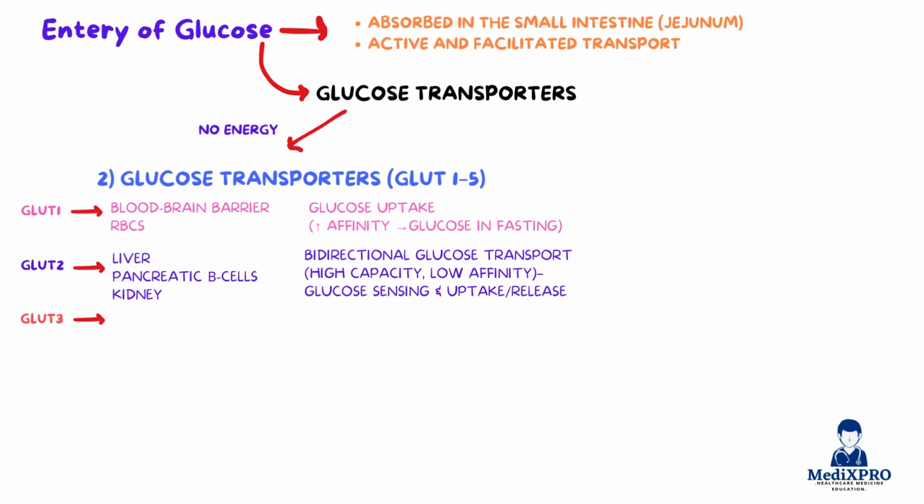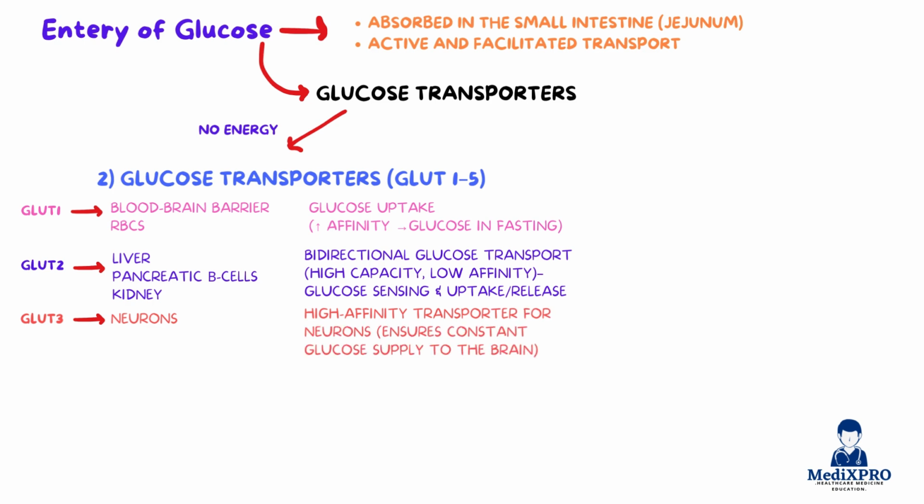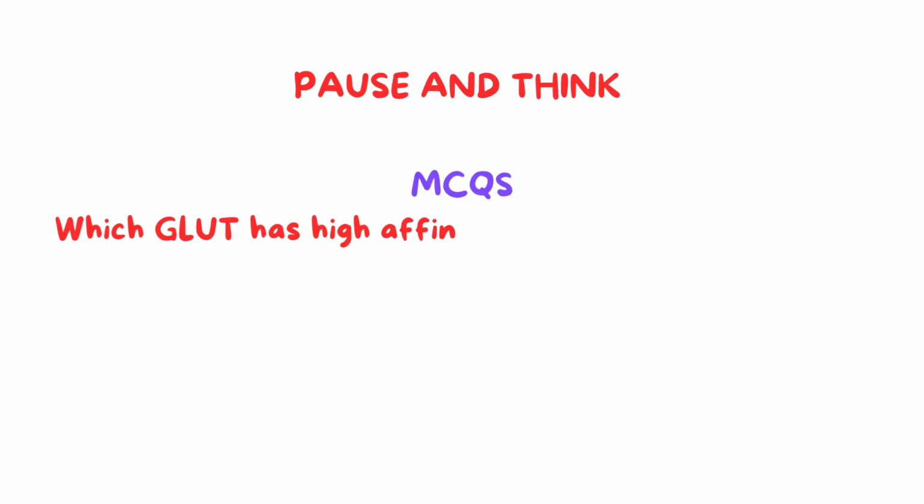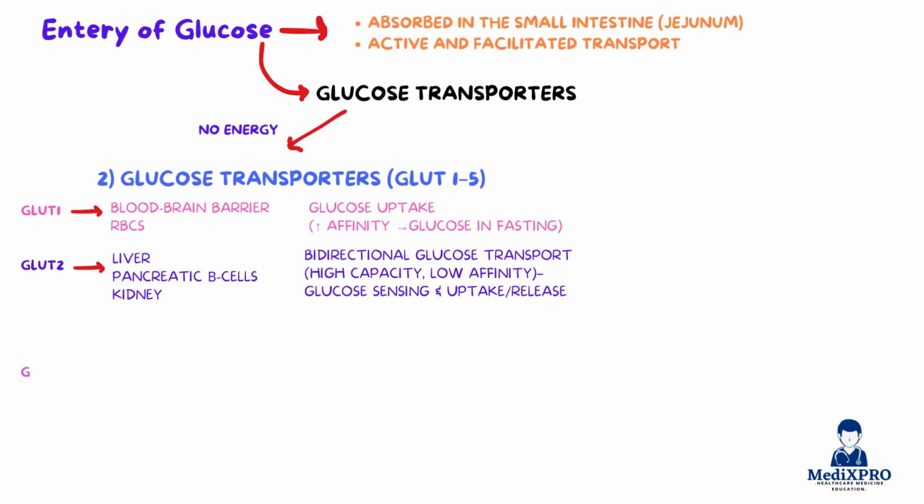GLUT3 is the major glucose transporter in neurons. It has high affinity, which means it ensures the brain receives glucose even when blood levels are low. In MCQs, you might be asked, which GLUT has high affinity and is found in neurons?